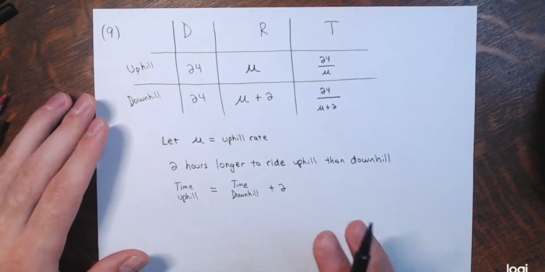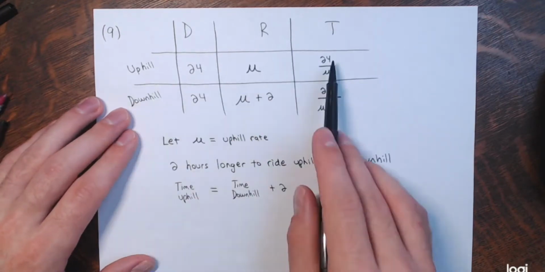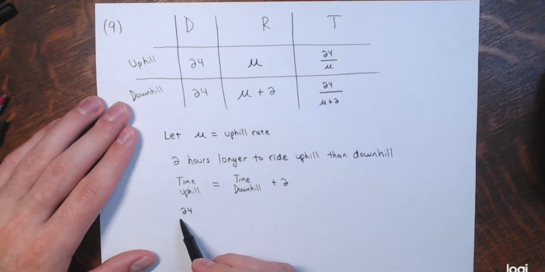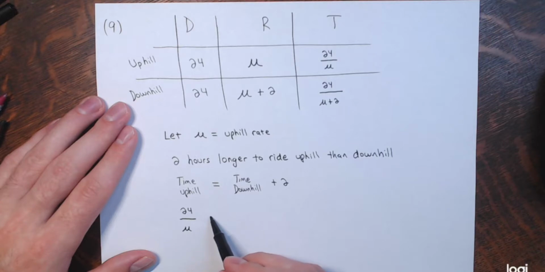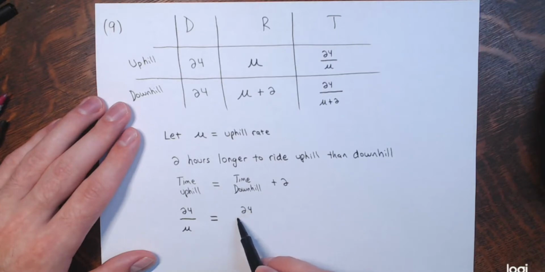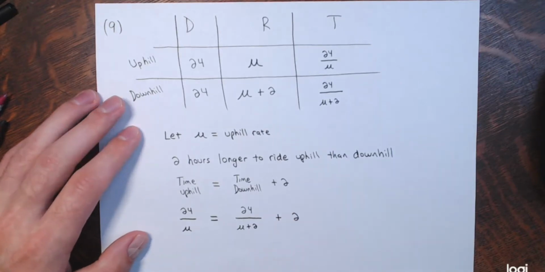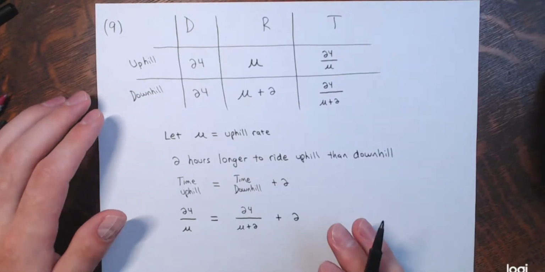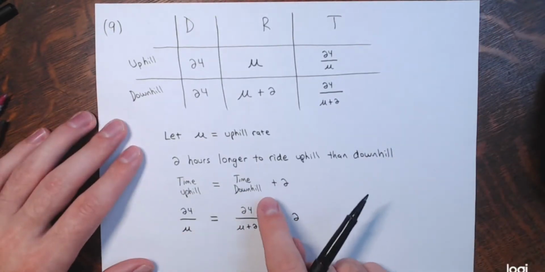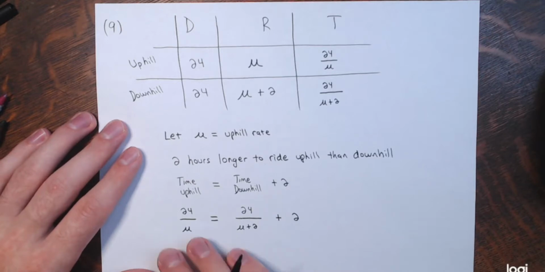I'm trying to say it in different ways here, but this is our equation. So the time uphill is this 24 over u, and this should be equal to the time to go downhill, 24 over u plus 2, and then plus 2 after that. Or you could say their difference is 2 hours. Take time uphill minus time downhill equals 2. Right, same thing. But either way, we have an equation to solve now.